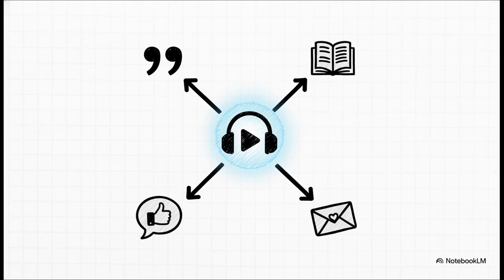Take that generated audio and immediately prompt the AI to spin it into multiple tangible assets. From one single upload, you can get the top 10 actionable quotes, chapter summaries, email newsletter drafts, and a full week's worth of social media posts. Your one document upload just became an entire automated content calendar.